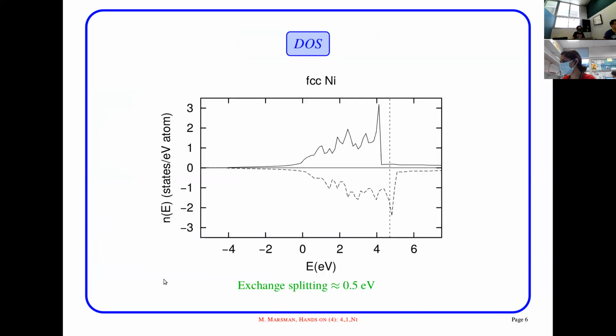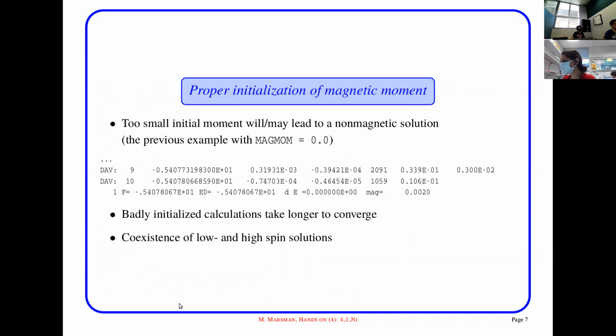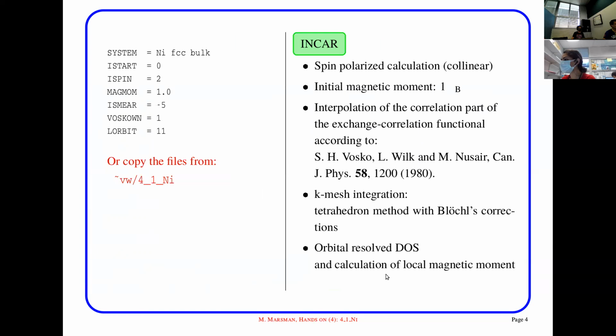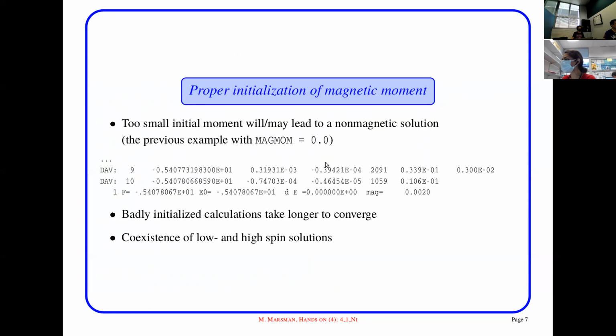Okay, here it's telling you that you have the exchange splitting, not that important. Here it is making you an example. If you want, you can repeat that starting with the same system as before, but instead of using MAGMOM equal to 1.0, so the initial guess of 1, you put an initial guess of 0, then you will not get magnetization.